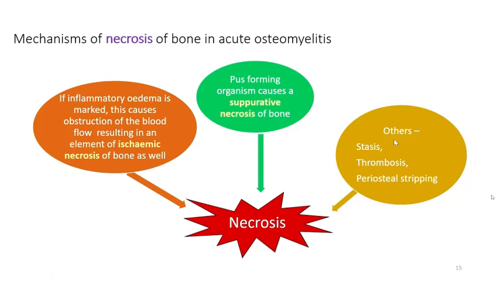In addition, there are supportive processes like blood stasis, thrombosis of the surrounding vessels, and periosteal stripping. I will explain what periosteal stripping is later. Also, you know that the blood supply of the bone comes from the periosteum to the bone matrix. So if the periosteum is stripped off from the bone, the blood supply will be obstructed, causing ischemic necrosis. There are many reasons for necrosis in acute osteomyelitis. Remember a few of the causes.